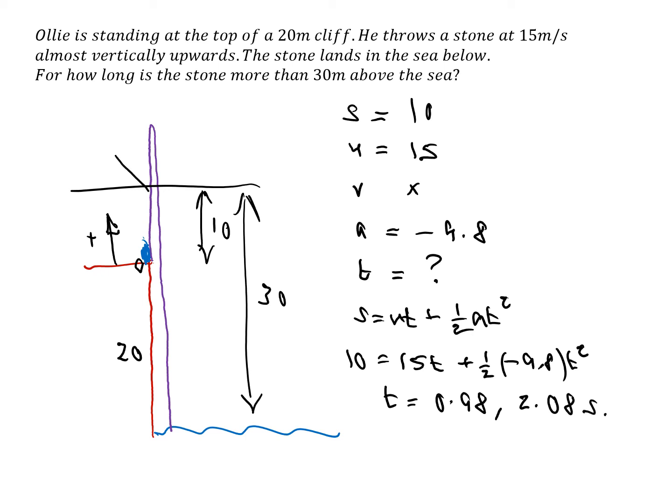So that's the point there, 0.98 on the way up, and then on the way down, 2.08 seconds. So the stone is more than 30 meters above the sea between those two times. So if we take the difference between those, 2.08 minus 0.98, then the stone is above 30 meters above the sea for a total of 1.1 seconds.